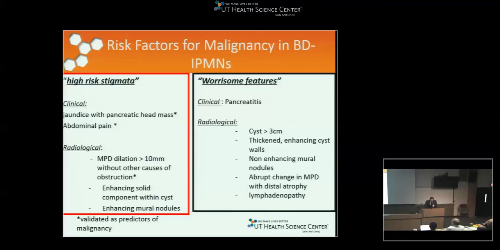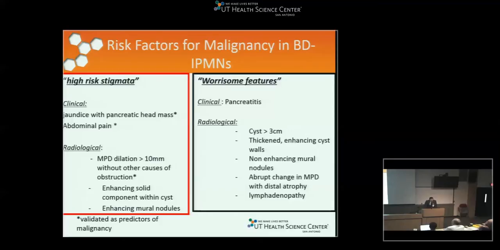Given that they are the most frequently observed and carry the lowest incidence of invasive cancer, further characterizing branch duct IPMNs and figuring out which ones are concerning versus more benign appearing has been a focus in the literature. And as I mentioned, in 2012, the Tanaka group established high-risk stigmata and worrisome features based on both clinical and radiographic characteristics of the cysts and their presentation.